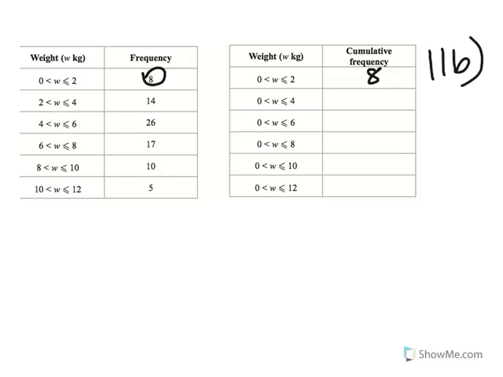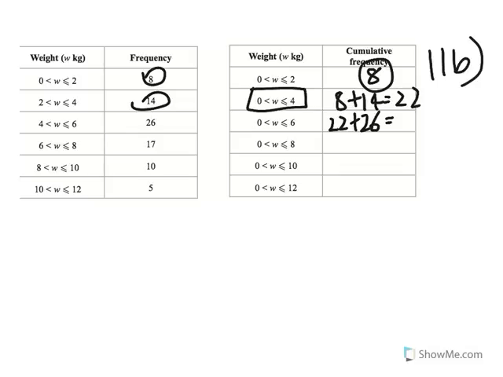Okay? So for the next range, what you do is you take this amount, 8, so you take the 8 here, and you add on the next frequency, so plus 14. And this will give you a cumulative frequency of 22. And you fill in so on. So the next one should be 22 plus 26, which will give you 48. And then you just fill it out. And so this is a completed table.